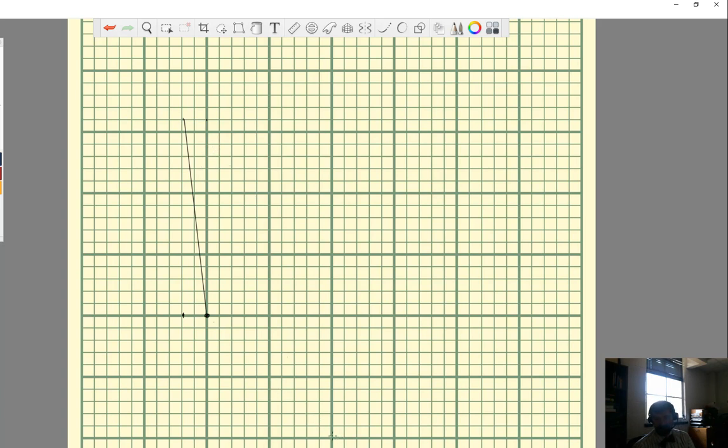Let's see. 1, 2, 3, 4, 5, 6. I guess we could start it over here. So we could try it again. Our delta x would be here. Our delta y would take us up to about here. So we're looking at something that's maybe about here if we're drawing it really to scale.